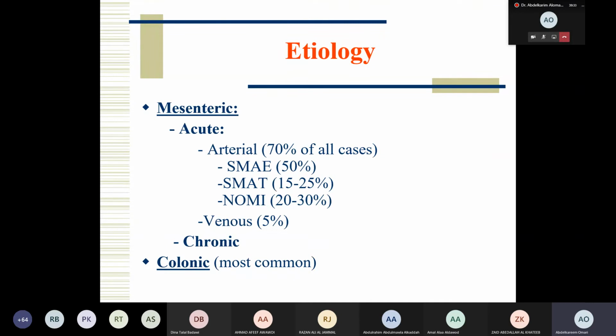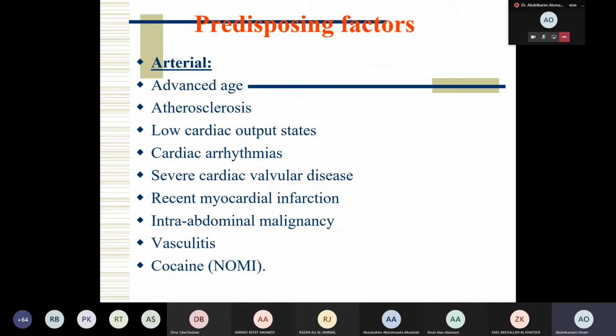الكرونيك هذيك جرادجوال مع الزمن بصير عندنا. presenting fact predisposing factor. arterial زي ما حكينا بدنا نركز على arterial: advanced age, atherosclerosis, low cardiac output states, cardiac arrhythmias, severe cardiac valvular disease, recent myocardial infarction, intra-abdominal malignancy, vasculitis, or cocaine. امتحانات برا which is very common outside. These are the predisposing factors for the arterial.